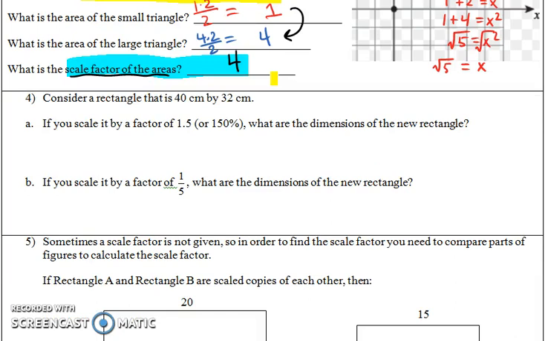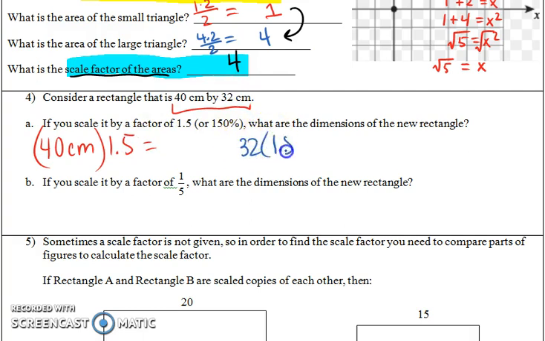Moving on to number 4, we have a rectangle that is 40 centimeters by 32 centimeters, and this question is asking us to scale this by a factor of 1.5, or written as a percentage is 150%, and they're asking for the new dimensions of the rectangle. So basically all we have to do is take our dimensions, take the 40 centimeters, multiply that by 1.5, and take the 32 centimeters and multiply that by 1.5, and that will give us the new dimensions.